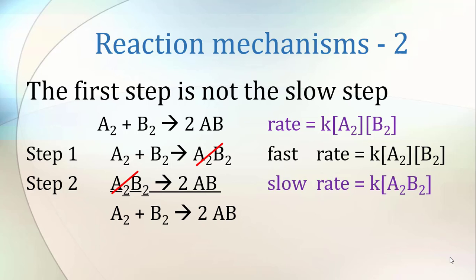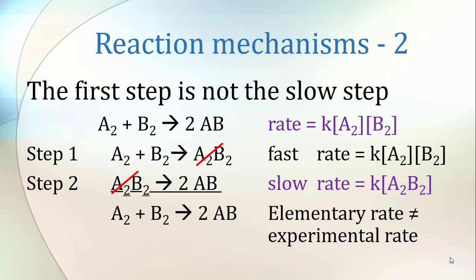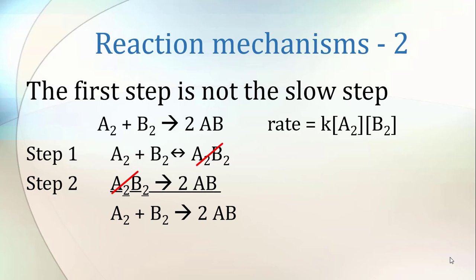We compare it to the experimentally determined rate law, and the elementary rate law is not the same as the experimental rate law, or is it? When the first step is not the slow step, then the step before the slow step goes into what is called equilibrium. In chemistry, equilibrium means that the rate of the forward reaction, in this case, A sub 2 plus B sub 2 becomes A2B2, is equal to the rate of the reverse reaction, A sub 2, B sub 2 becomes A sub 2 plus B sub 2.